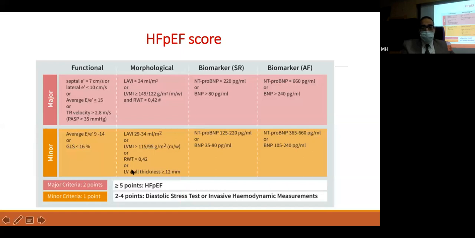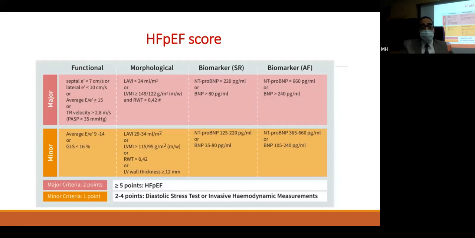The second domain is the morphological domain, which reflects the morphology of the heart. The left atrial volume index, if it's more than 35, is quite similar to before. For the left ventricular mass index, it's significantly hypertrophied and a major criterion if it's more than 149 in males or more than 122 in women. If it's more than 115 in males, it is a minor criterion, and in women, if it's more than 95, it's considered a minor criterion and receives 1 point.